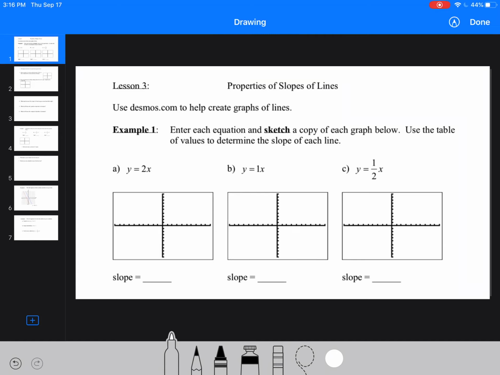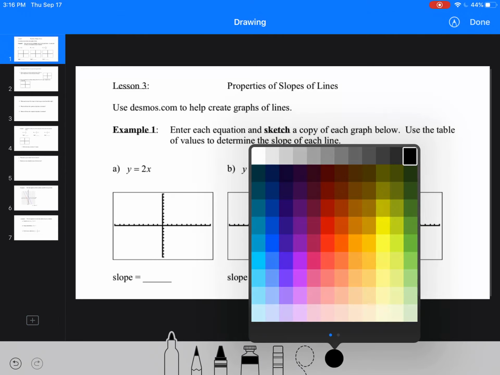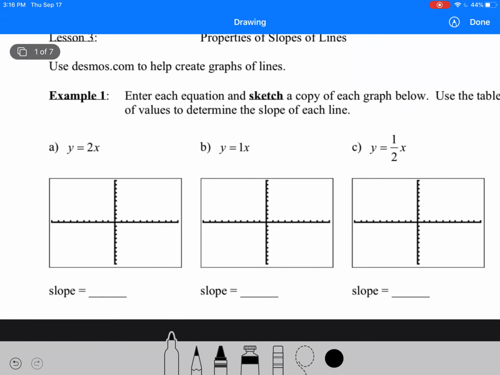It says enter each equation and sketch a copy of the graph below. Use the table of values to determine the slope of each line. Now, we're not going to use a table of values. I'm going to show you how to create a table of values on Desmos, but we're actually not going to use it because we already learned from yesterday that the number in the equation is our slope, right? So we already know that for 2x, our slope has to be 2.